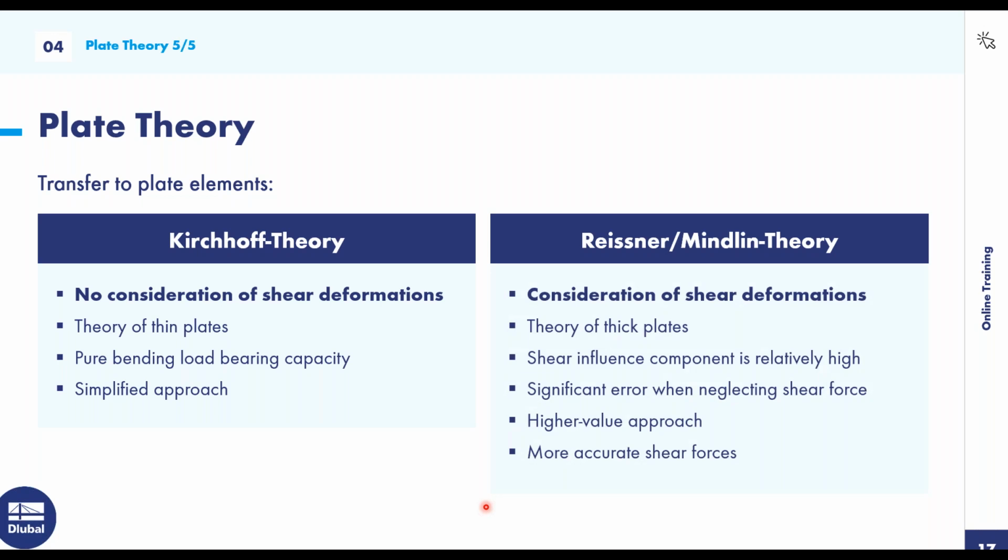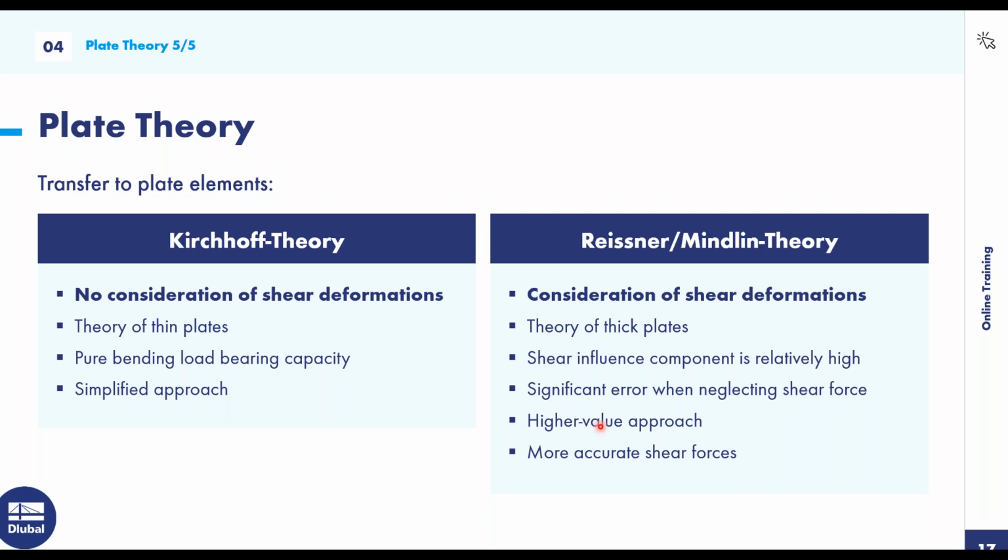And the Reissner-Mindlin theory works really well for thick and thin plates. In my opinion, the Reissner-Mindlin theory is what you should use most of the time, but it's good to know the difference between these two. Keep in mind that you'll get more accurate shear forces since the shear deformations are taken into account for this theory. There's also significant error when neglecting shear force, and it's going to yield a higher value because of the additional deformations leading to additional shear forces. So these are two good theories to keep in mind.